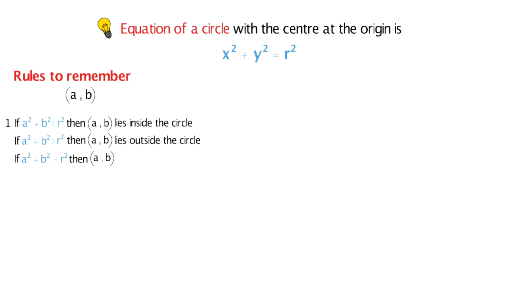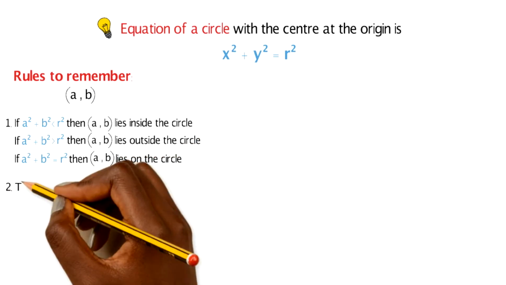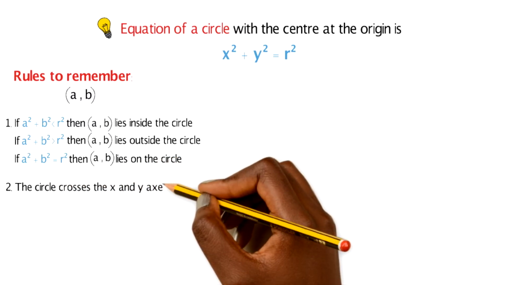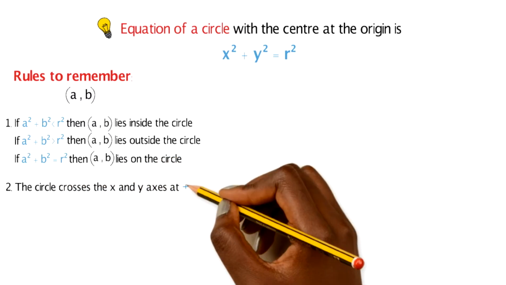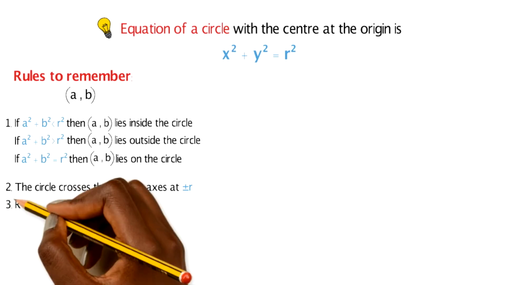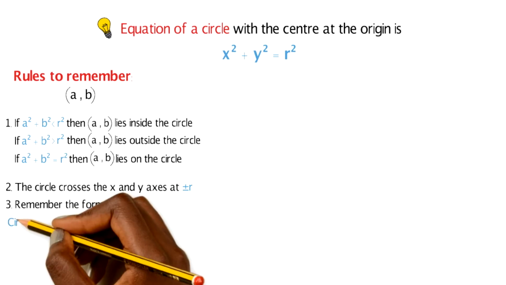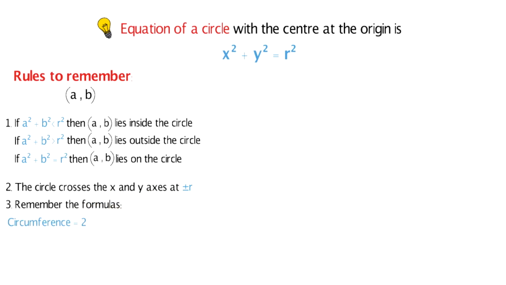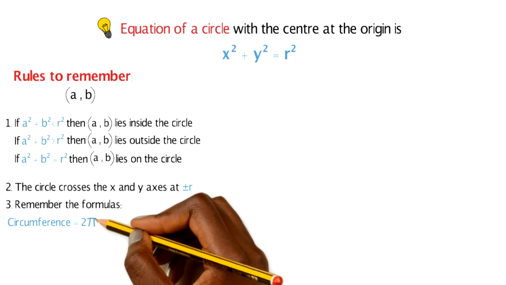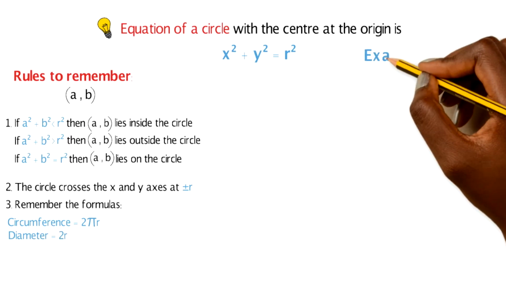It's important to notice these three things, as sometimes they can come up as follow-up exam questions. Secondly, the circle crosses the x and y axes at the positive and negative values of the radius, if the center is at the origin. And lastly, refresh yourself with the circle formulas: the circumference, which is 2 times pi times r, also known as pi times diameter, and the diameter, which is 2 times your radius.